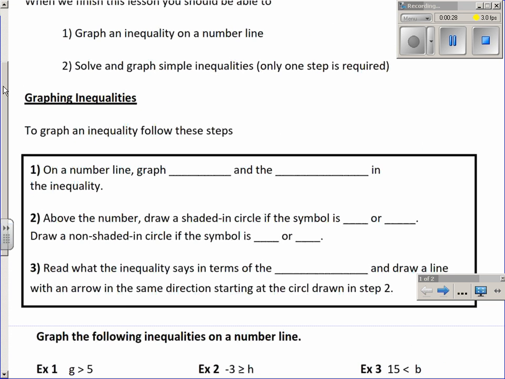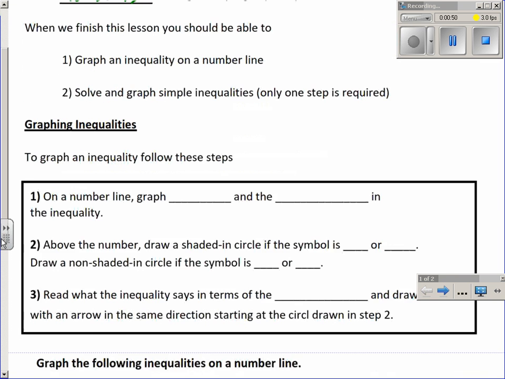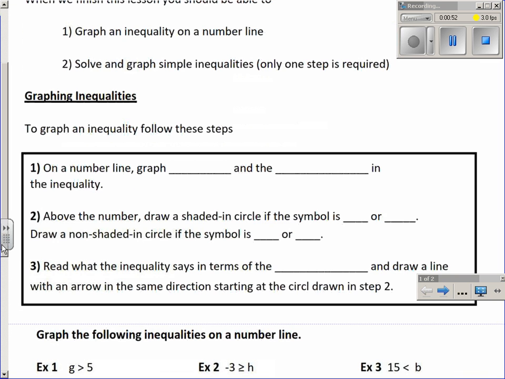All right, so let's go back up to the top and see we have some objectives so that by the end of the lesson you'll be able to one, graph an inequality on a number line, and then you'll be able to solve and graph simple inequalities where only one step is required. And the reason they're called inequalities is the answers to these equations are not equal to these numbers. The solutions are either greater than or less than, or greater than or equal to, or less than or equal to.